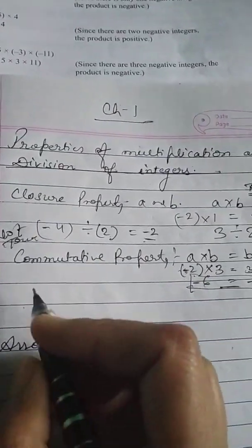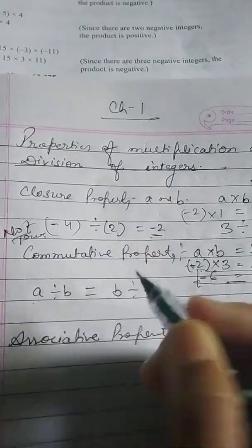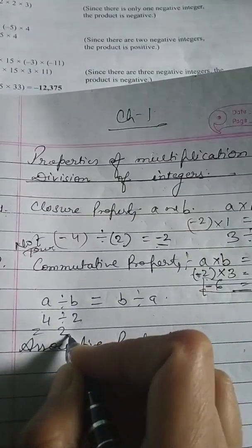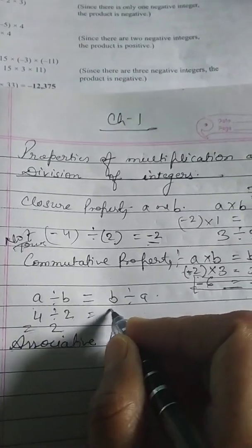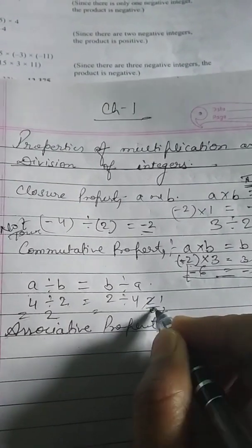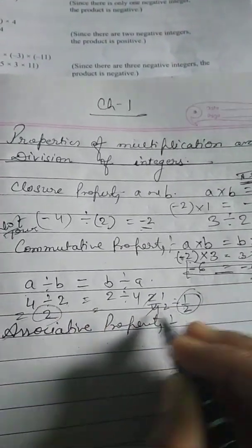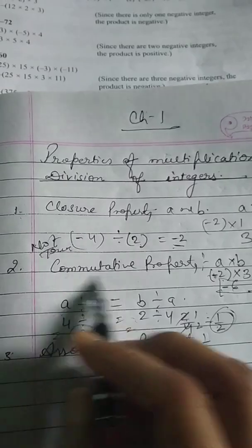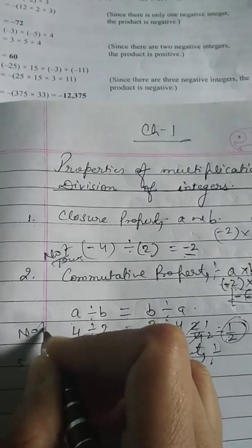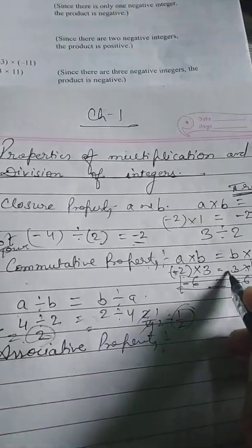But for division, let's see if a divided by b will be equal to b divided by a. Let's check. Suppose we divide 4 divided by 2, then we will get 2. 2 twos are 4. But 2 divided by 4, let's check. 2 ones are 2, 2 twos are 4. We will get here 1 by 2. Here we are getting 2, but here 1 by 2. So for division, this commutative property is not true because this side is not equal to this side. Got it? But commutative property for multiplication is always true.